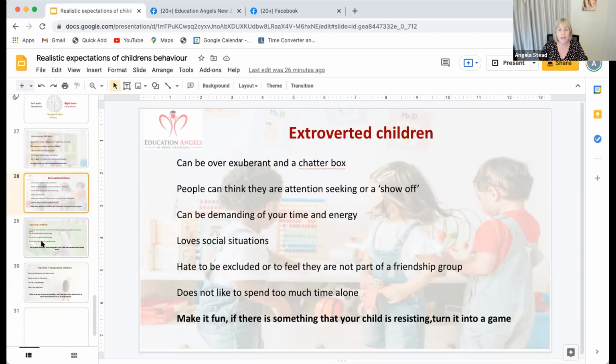And then we've got two more personality types to look at, and then we can go to questions. We'll probably have a good five or ten minutes to ask any questions we might have.